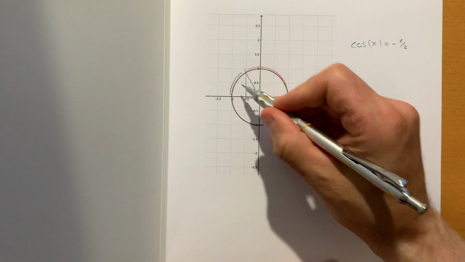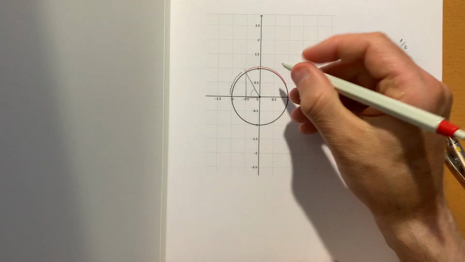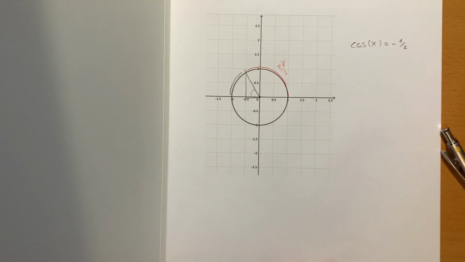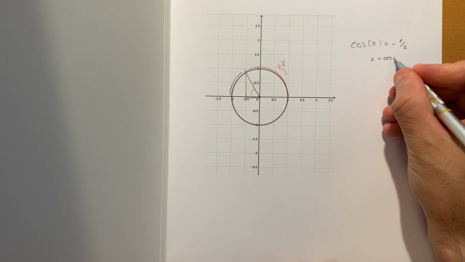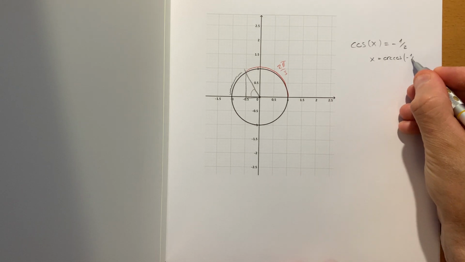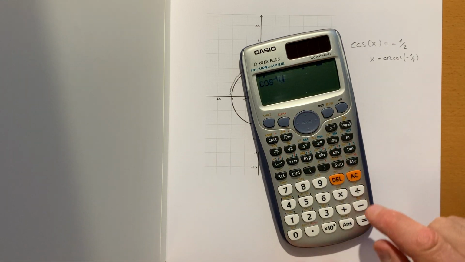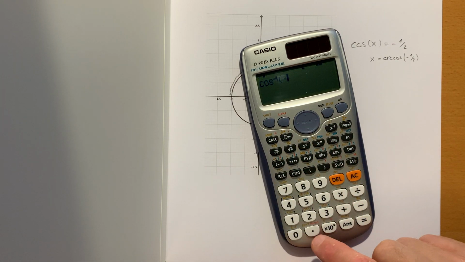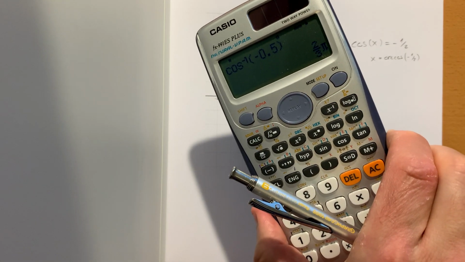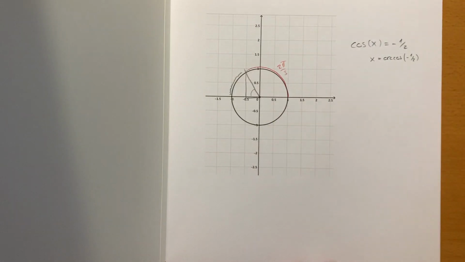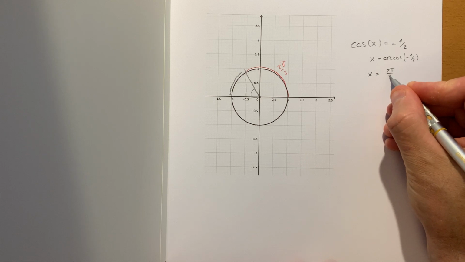So pi minus pi thirds, that's the red part. So that's 2 pi thirds. So this is 2 pi thirds, this arc length. So x is equal to arc cosine of minus 1/2. Well, let's type this in. Arc cosine of minus 0.5. That's 2 thirds times pi, or 2 pi thirds, same thing. x is 2 pi thirds.